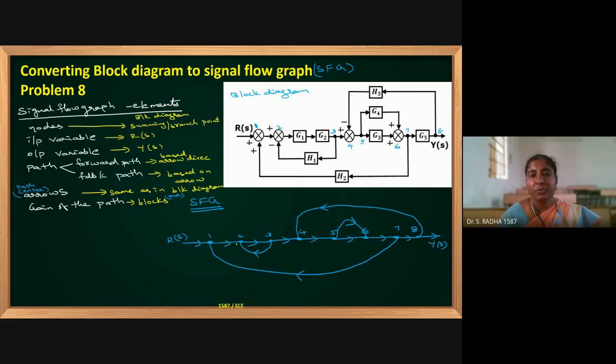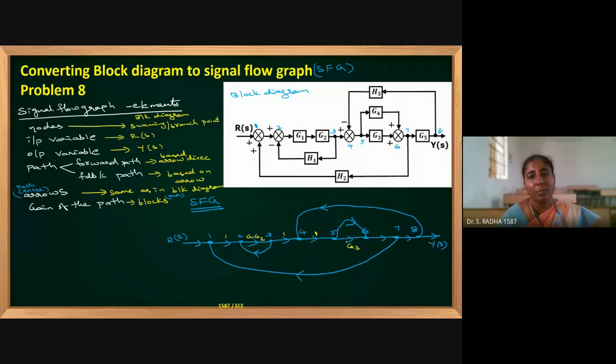Between 1 and 2, no blocks are present, so I will write the gain as 1. Between 2 and 3, I have G1, G2. This is the gain between 2 and 3. Between 3 and 4, no blocks are there, gain is 1. Between 4 and 5, no blocks are there, gain is 1. It is still forward direction. Between 5 and 6, G3 is present, that is the gain of this path.